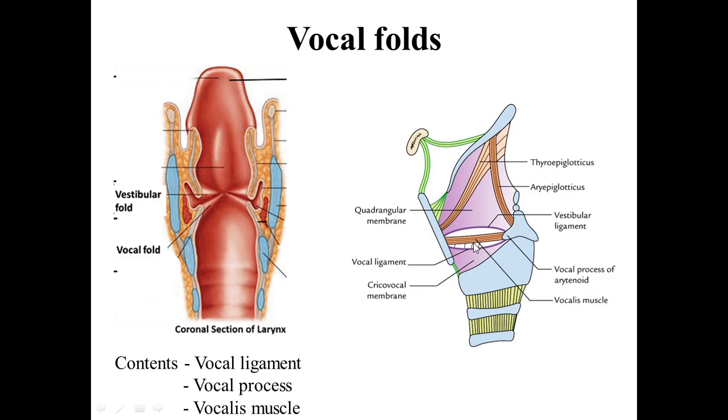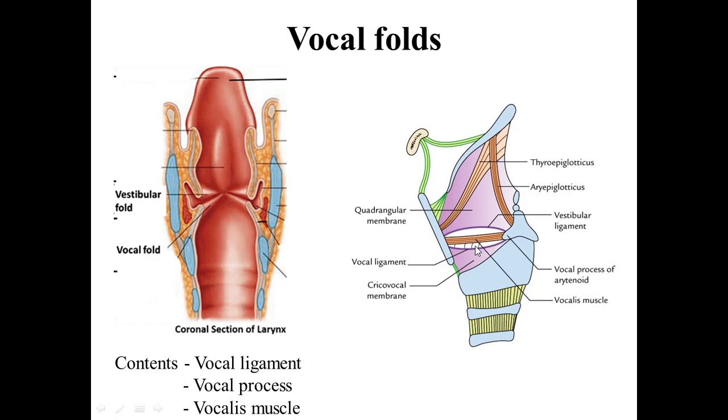In addition to that, lateral to the vocal ligament, there is the vocalis muscle. So this muscle is the vocalis muscle and this is the vocal process. These three structures, the vocal ligament, the vocalis muscle and the vocal process of arytenoid cartilage, are covered by mucous membrane, which is lined by stratified squamous non-keratinized epithelium, and this mucosal fold is called the vocal fold.